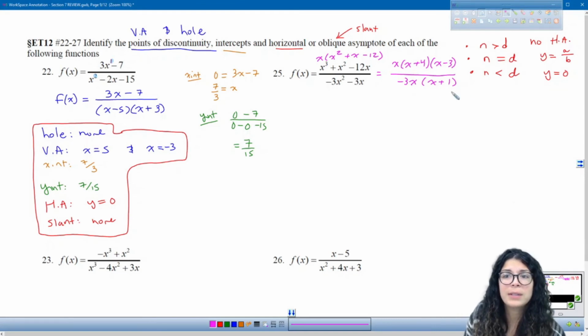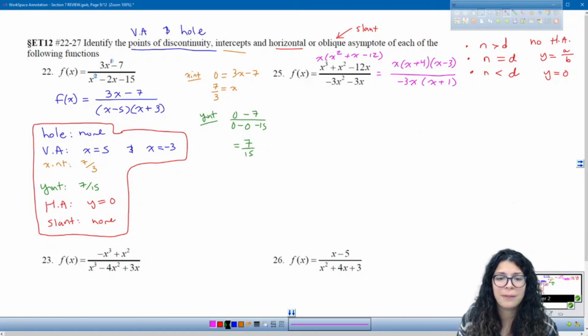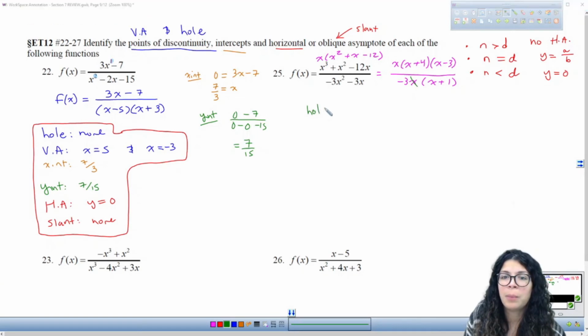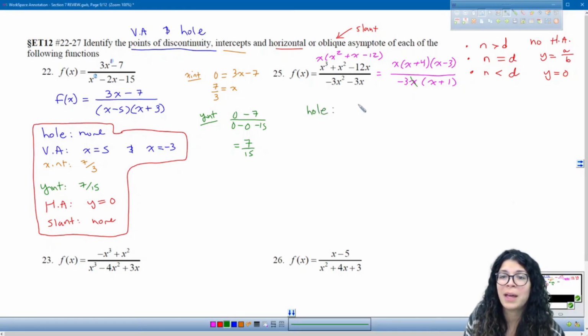Now, if you simplify this, you could see that a factor of x is going to cancel on the top and the bottom. That is something that would have made the denominator 0 before, so that is a removable value. That is a removable point of discontinuity. So that is the x value of my hole.